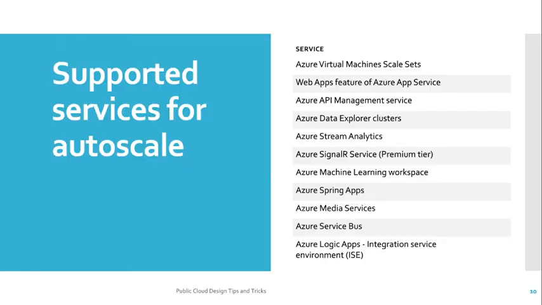Now, if you think about autoscaling, there are multiple services supported within the Azure world, especially virtual machines. It has the scale set capabilities, the Web Apps feature with Azure App Service, Azure API Management services, Azure Data Explorer cluster, Stream Analytics, SignalR services, Azure Machine Learning, Spring Apps, Media Services, Service Bus, Logic Apps. These are all services which support autoscaling capabilities. That means if you enable autoscaling, then these services, based on the rules and definitions, will scale in, scale out, or realize the autoscaling behavior.